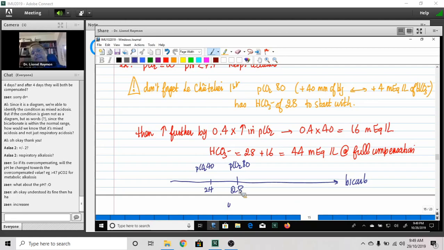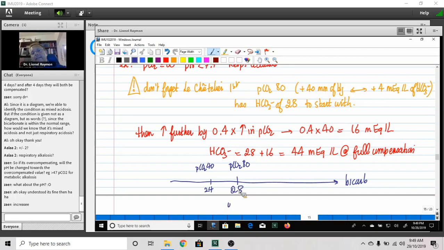Anything below 28 or above 44, these are mixed disorders. And look how 24 is in the mixed disorders. When you have a low bicarb, it's mixed with metabolic acidosis. When you have a high bicarb over 44, that would be mixed with metabolic alkalosis.